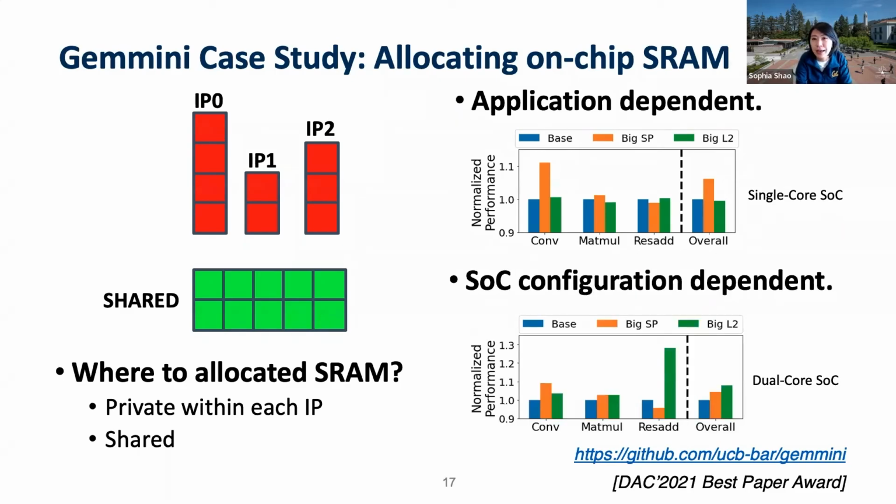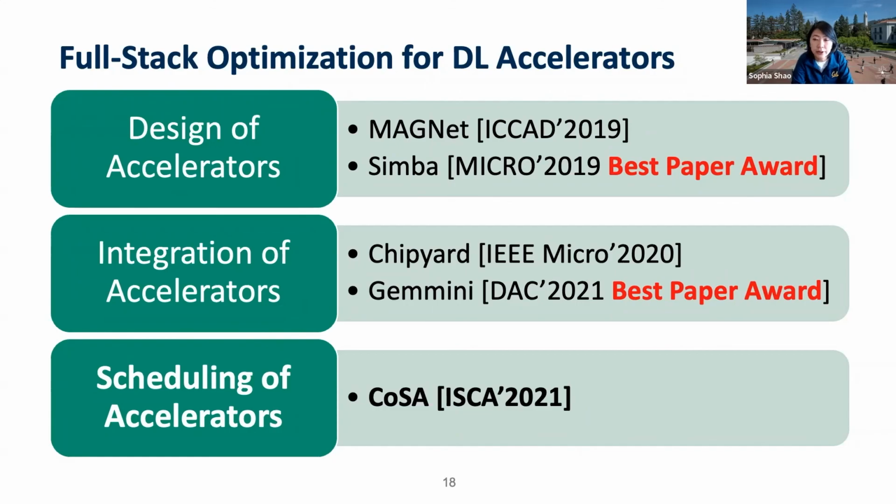At the same time, it is also very SoC configuration dependent. The earlier result we showed is for a single core SoC. But if we have a dual core SoC where multiple components are accessing the memory simultaneously, we see a significant improvement if you have a bigger last level cache, bigger L2, bigger shared memory, so that we can boost performance across a wide range of applications because it's a lot more resource sensitive. This kind of decision is very application dependent and also very SoC configuration dependent, and Gemini is a tool that really helps designers navigate this complicated design space with quantitative analysis.